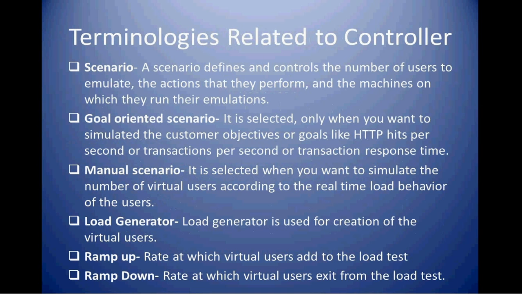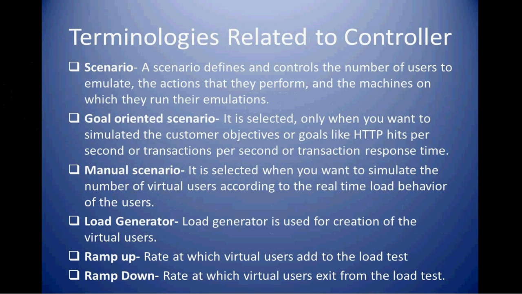There are two types of scenarios we can build on controller: goal-oriented and manual scenario. Goal-oriented scenario is used for creating scenarios based on customer expected objectives. For example, if the customer wants to achieve 100 hits per second with a variable number of users, 50 as minimum and 150 as maximum, then in such a case we will use goal-oriented as the type of load test.